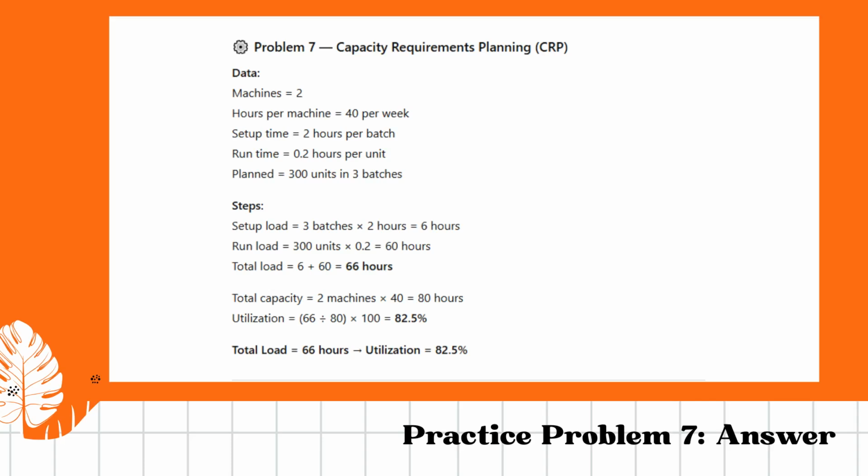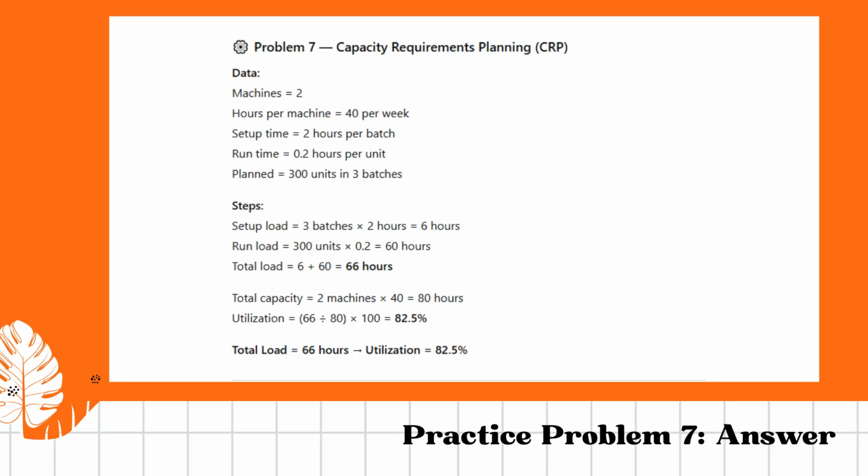Explanation. Problem 7. Capacity planning tells us if our machines can handle the scheduled workload. First, we calculate the setup time. Each of the 3 batches needs 2 hours of setup, which totals 6 hours. Next, we calculate the processing time. Each unit takes about 12 minutes. That's 1/5 of an hour. So 300 units require about 60 hours of runtime.